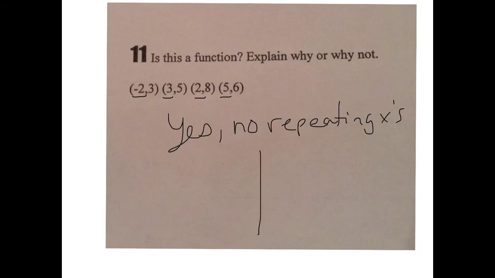Also, if you went on a graph and went over 2, up 3, and you went over 1, 2, 3, up 5, you went over 2, up 8, you went over 5, up 6, and then you do the vertical line test, you only hit one dot. So again, this is yes because it passes the vertical line test.